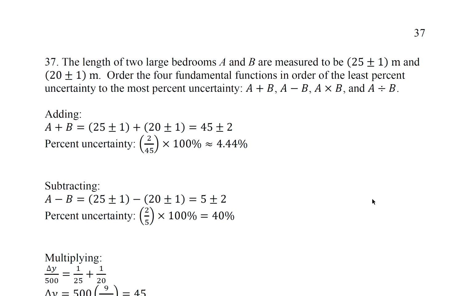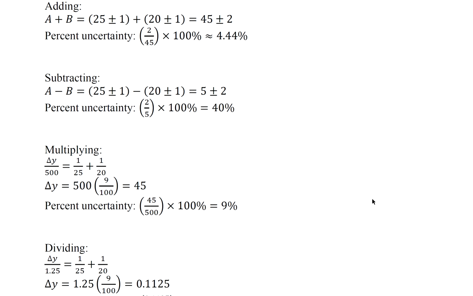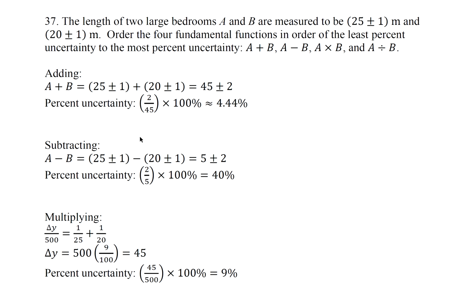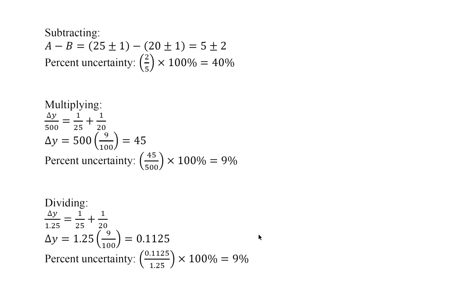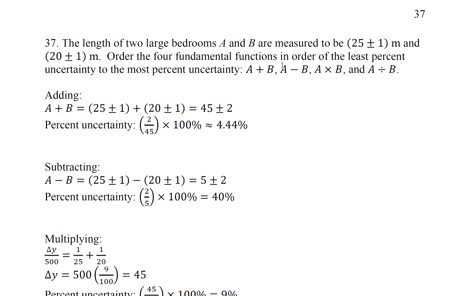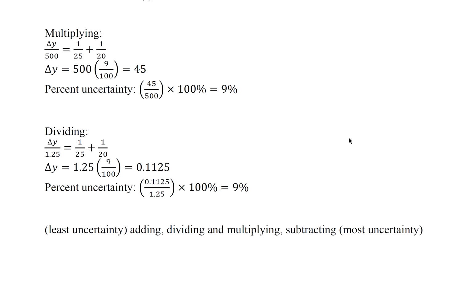So we actually have to do a plus b, a minus b, a times b, a divided by b. And you notice a plus b, our percent uncertainty is 4.44%. When subtracting, percent uncertainty is 40%. When multiplying, percent uncertainty is 9%, and dividing, percent uncertainty once again is 9%. So the problem tells us to order from least percent uncertainty to most. So the least uncertainty is adding, then multiplying and dividing is equal, and then finally subtracting gives us the most uncertainty.